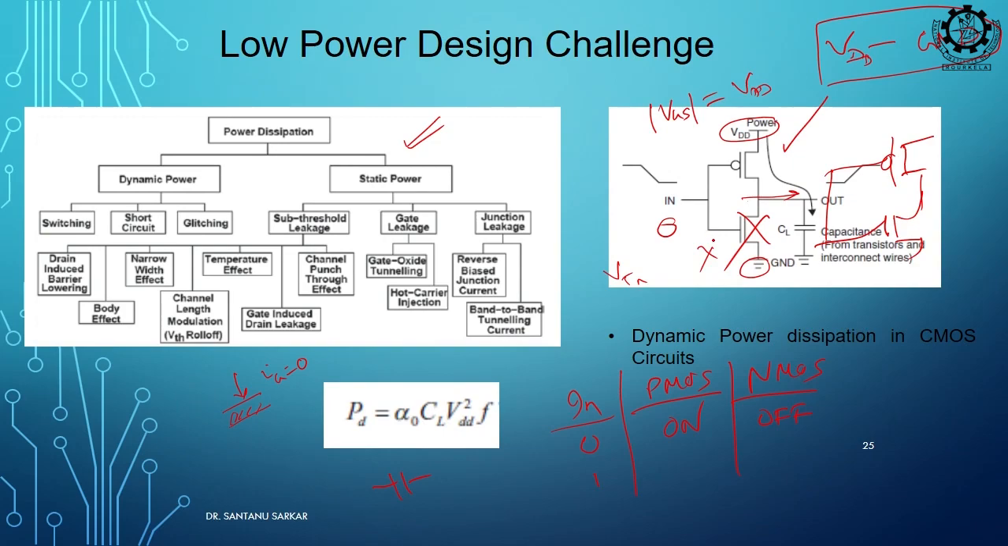So, what is the NMOS VGS? VDD minus 0 is equal to VDD. So, NMOS is fully on. Now let us consider the PMOS VGS: VDD minus VDD is equal to 0. So, input is less than the threshold voltage of the PMOS, right.